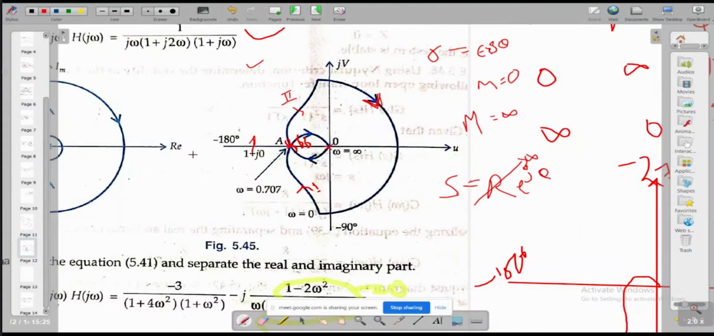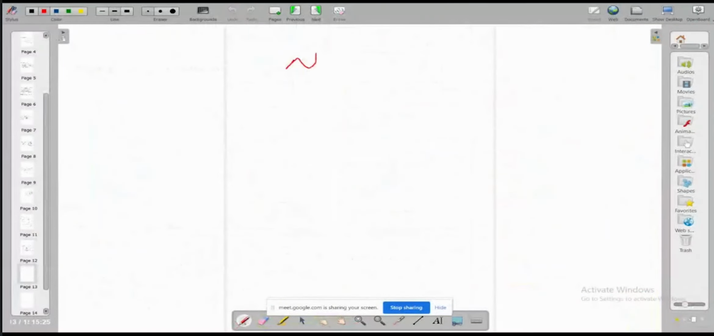And then after the path is determined, you will go for the Nyquist criterion, which says N equals Z minus P. N is the number of encirclements of the critical point minus 1 j0.